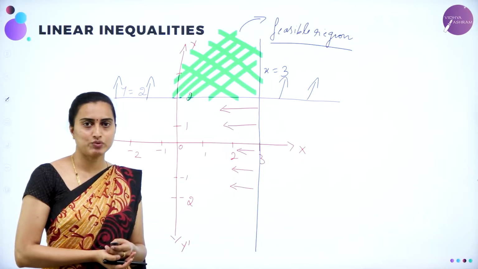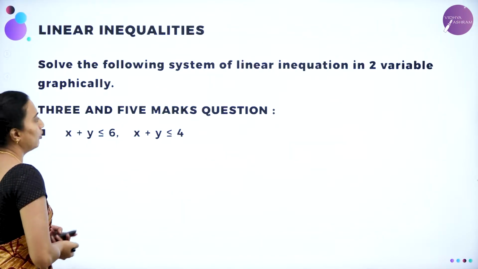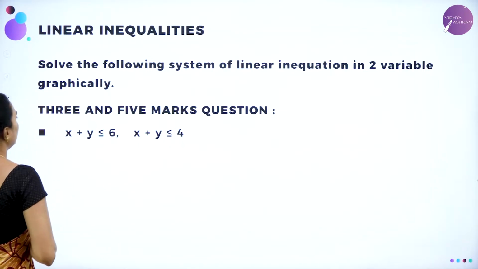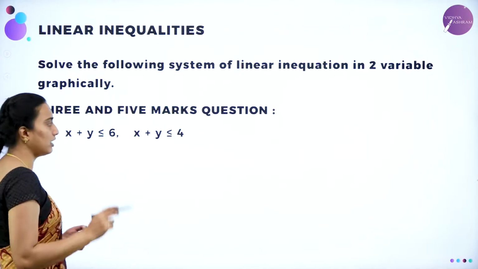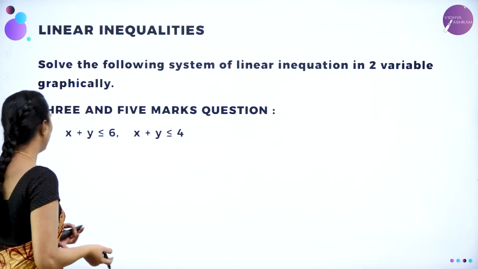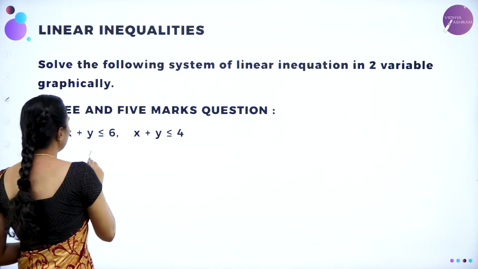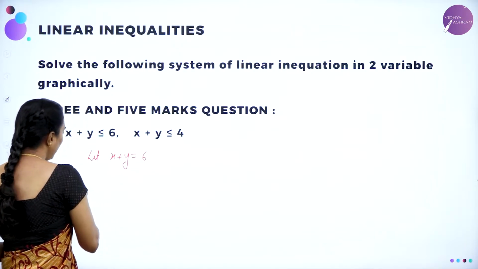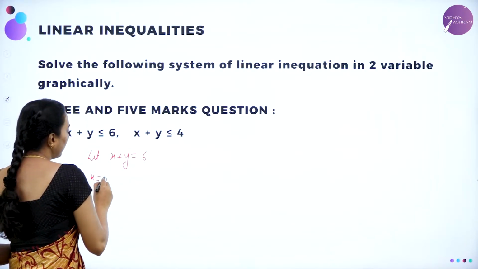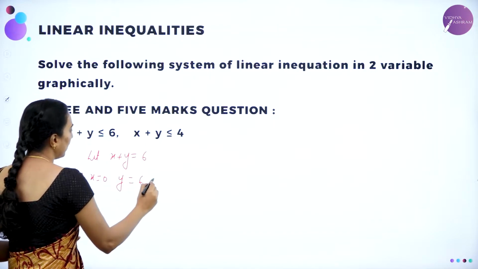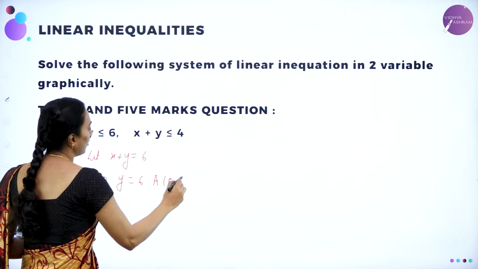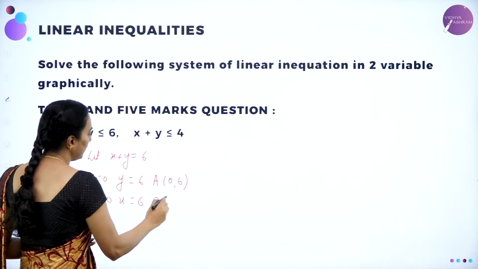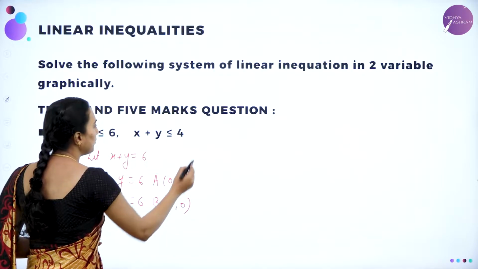We'll move on to the next question, dears. Solve the system of linear inequations in two variables. They have given x plus y is lesser than or equal to 6, and x plus y is lesser than or equal to 4. First, let us equate this to 0. Let x plus y is equal to 6. Now put x equal to 0. What are you getting? y is equal to 6. So therefore A is the point 0, 6. Then put y is equal to 0, x is equal to 6. You are getting B as 6, 0. Let me keep this as it is.